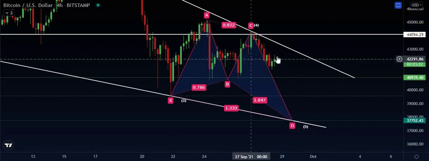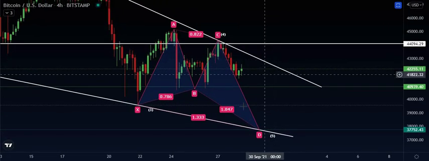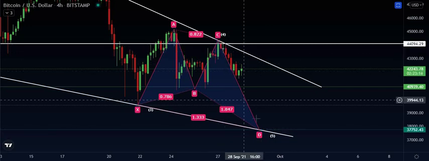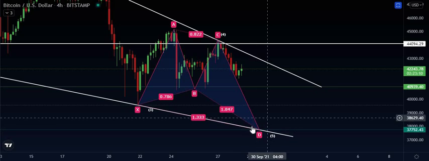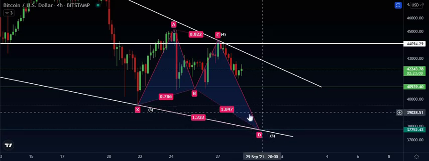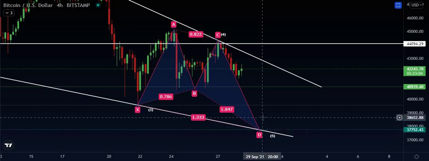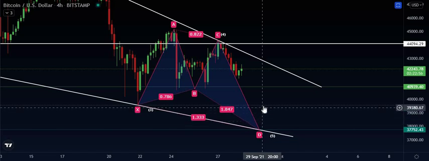Okay, now that being said, we now have the targets for the bullish butterfly, which is around 38,000. So from here I'm looking to place a long trade. I'm looking out for bullish signals, probably a bullish divergence on the RSI, an increase in volume, and basically just bullish signals.